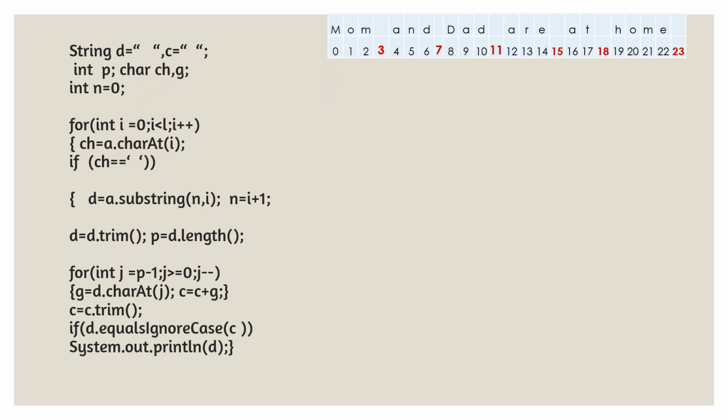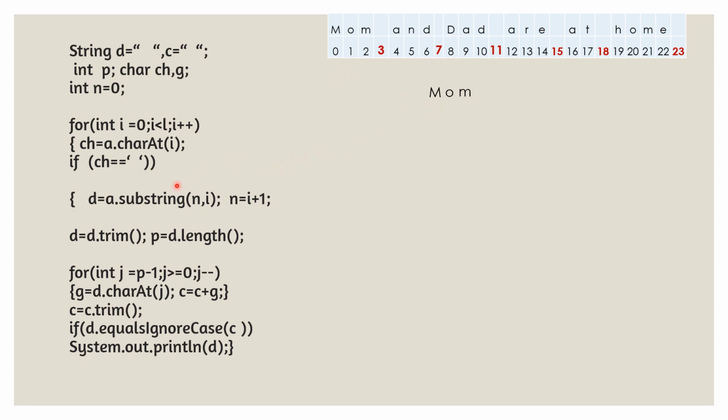First time i is 0, so m will be taken. Then i is 1, o, and i is 2, small m. Like this, characters will be taken one by one. Whenever a space comes, we use the logic to separate the words. When the first space comes, the first word will be removed; when the second space comes, the second word will be removed, like that. For extracting the last word, we have added one space at the end. So if ch is equal to space, d, the string d we have declared, d is equal to a.substring(n, i). n is 0, so 0 to 3, that means the word mom will be taken.